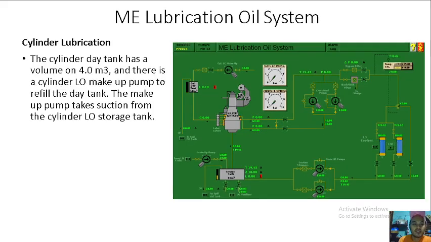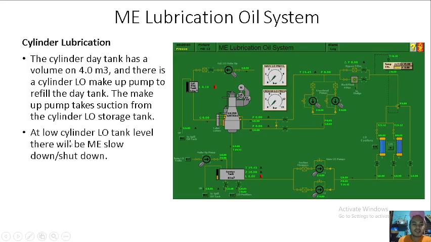So for cylinder lubrication, the cylinder day tank has a volume of 4 cubic meters, and there is a cylinder lube oil make-up pump to refill the day tank. The make-up pump takes suction from the cylinder lube oil storage tank. So at low cylinder lube oil tank level, there will be main engine slow down or shut down. So always fill the cylinder lube oil tank.